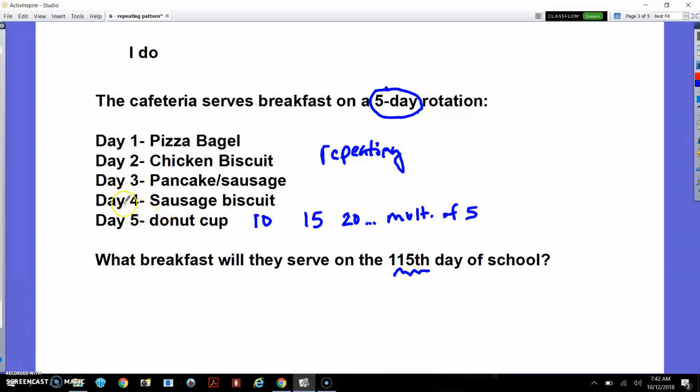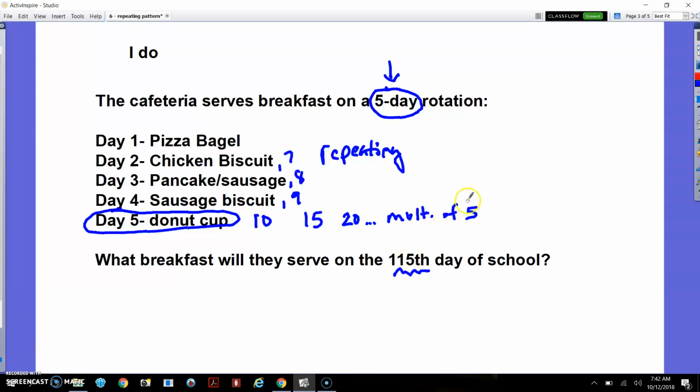It does not mean that the multiples of 4 are going to be a sausage biscuit, because the next time they have a sausage biscuit is going to be day 9. That is not a multiple of 4. It does not mean the multiples of 3 are going to be a pancake and sausage day, because the next day they're going to have those is day 8. That's not a multiple of 3. The next day they're going to have the chicken biscuit is day 7. That's not a multiple of 2. And if you try to do multiples of 1, well, that's every single number. So if it's a 5-day rotation, this only works with the last one in the list. The multiples of 5 are going to be donut cup days.